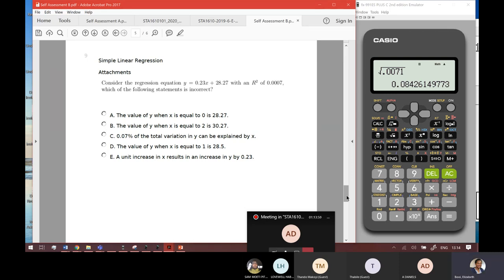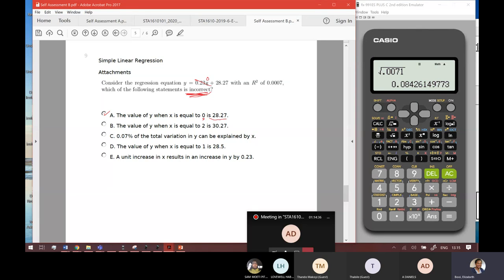Sorry, ma'am, on this one I got a bit stuck. If you look at the first one, it says the value of y when x is equal to 0. So if I substitute x with 0, that means it's going to be 0.23, which then gives you that answer, correct? Yes, but if you remember, the question is asking you to find the incorrect answer. Okay, so this is correct.